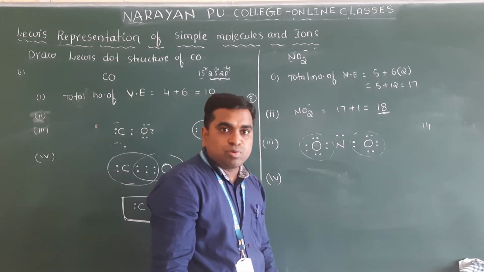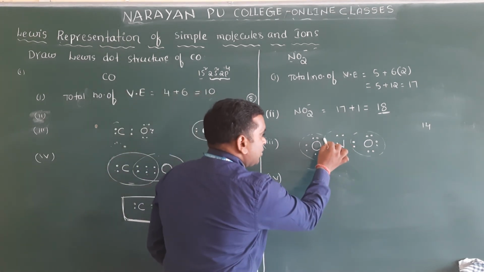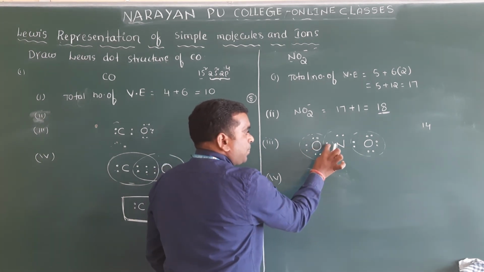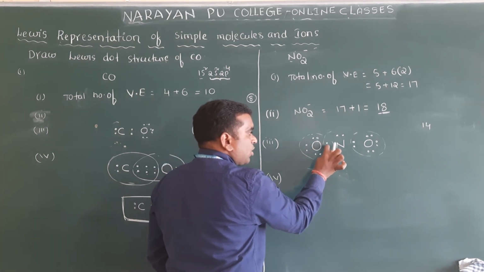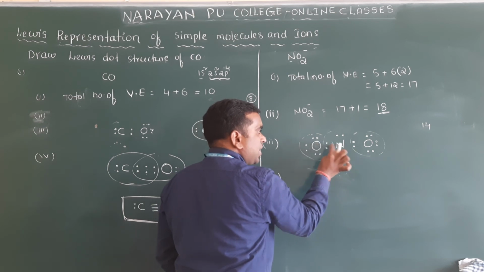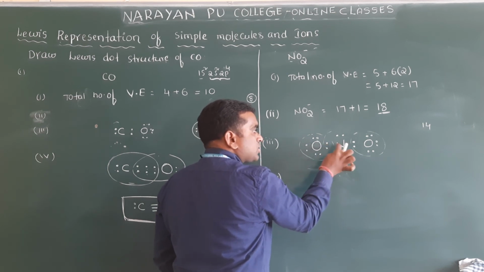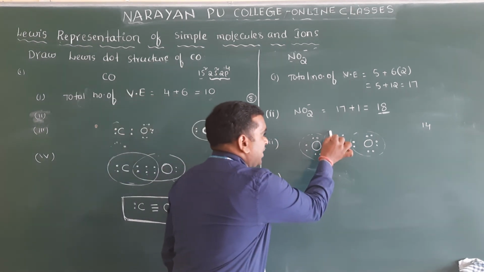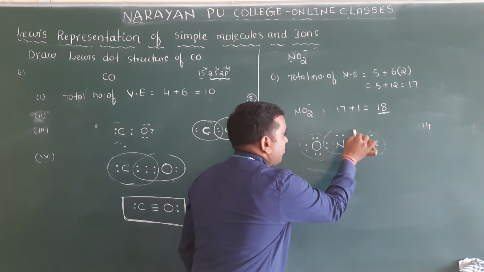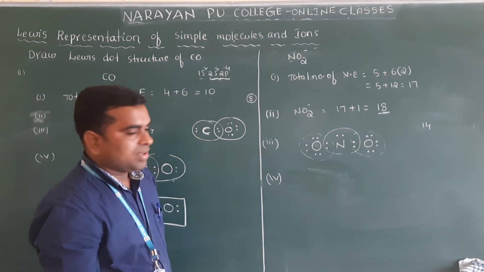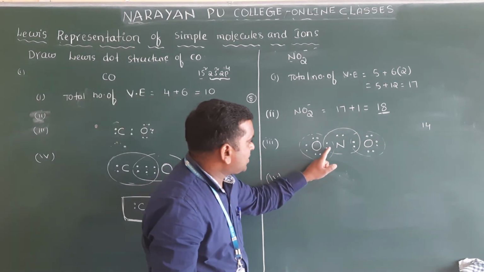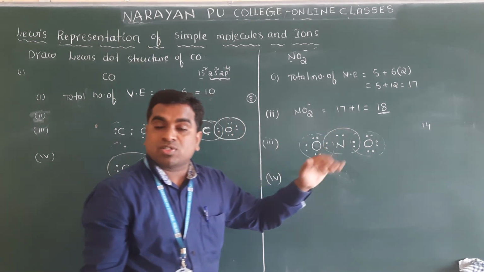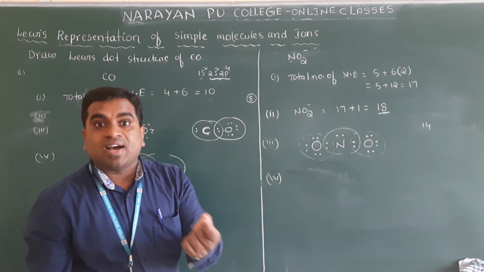Clear? Now the central atom, remember one thing. Whenever electrons are present between 2 atoms, those electrons belong to both the atoms. Clear? So that's why, for nitrogen, the central atom, how many electrons does nitrogen have here? 1, 2, 3. 3 pairs. 3 pairs means how many electrons? 6 electrons. So it is not in the octet.